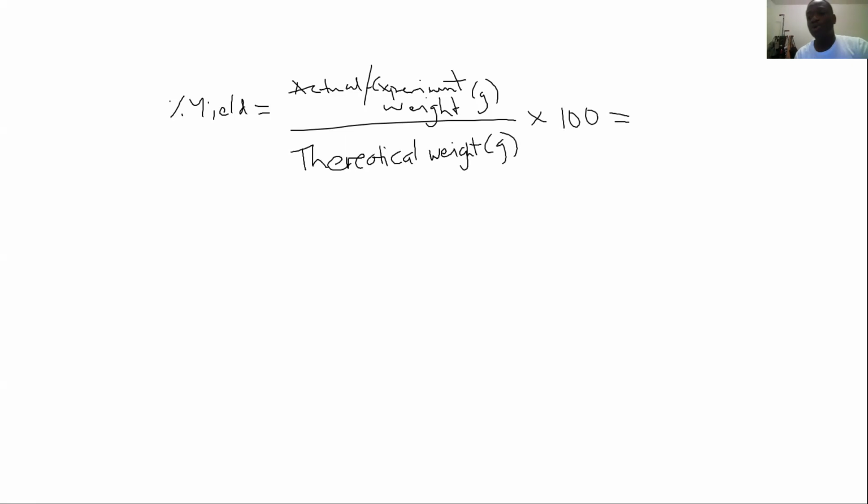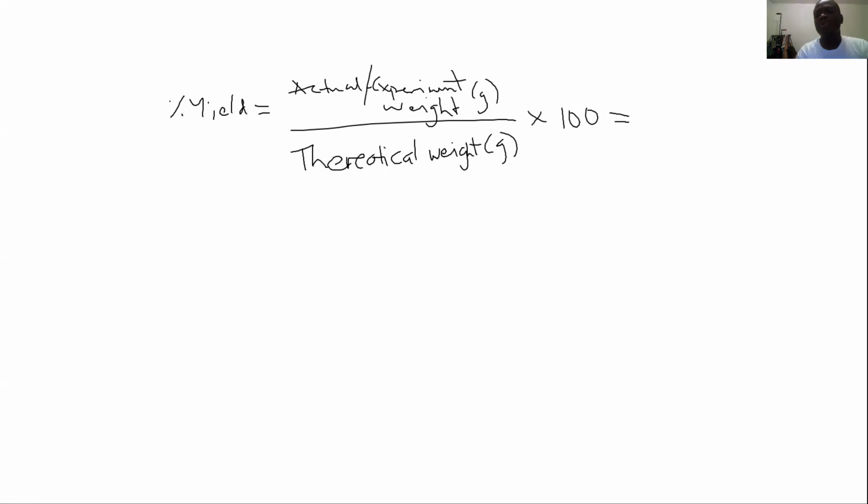How do you get your actual weight? It's very simple. Remember, you have to weigh your product after 24 hours. So basically, the weight of the product on the filter paper minus that of the empty filter paper would give you the actual weight that's isolated from the experiment, your experimental weight, okay?